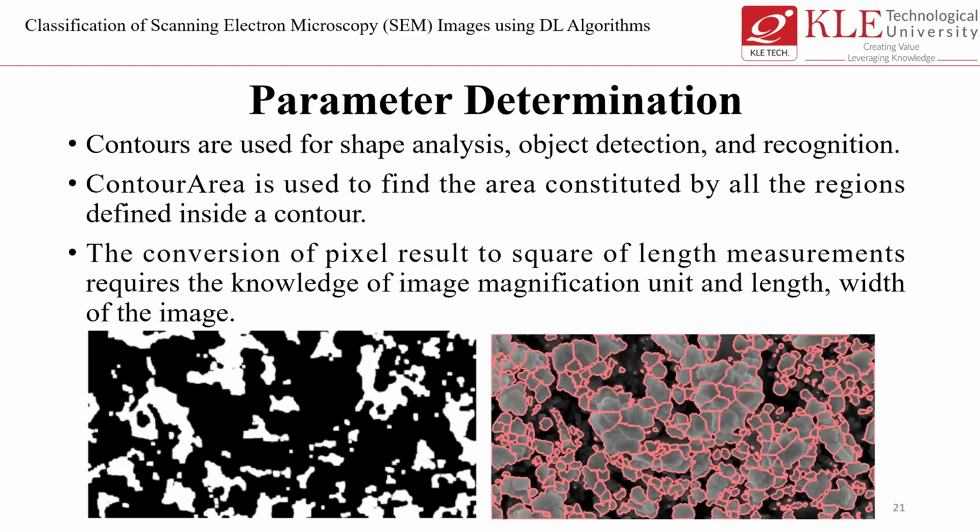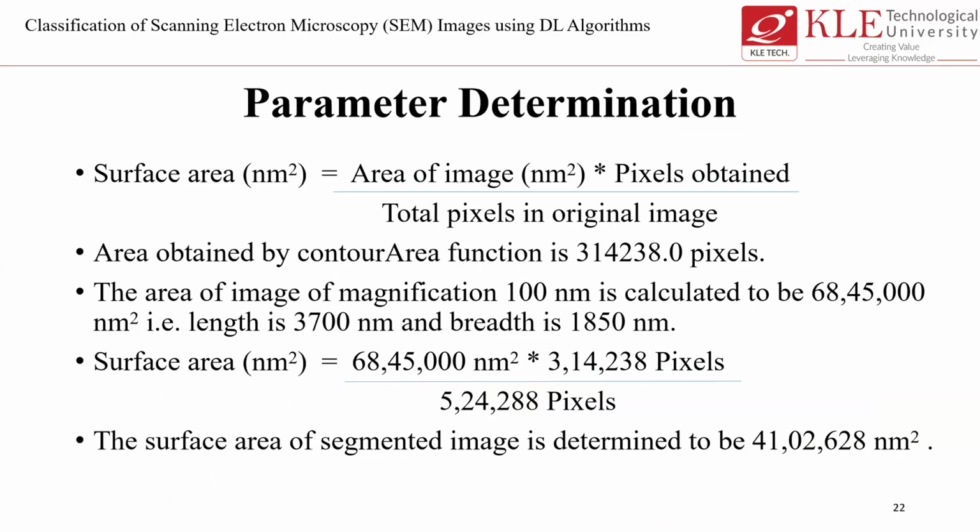Coming to the next part of the implementation, we have parameter determination. We calculate the surface area of the cobalt chromite using a Gaussian filter and watershed segmentation to find the contour area. The white portion in the left figure denotes the void present in the nanoparticle structure. The area obtained in pixels is further converted to nanometer squared, which requires the image dimensions and magnification units as well.